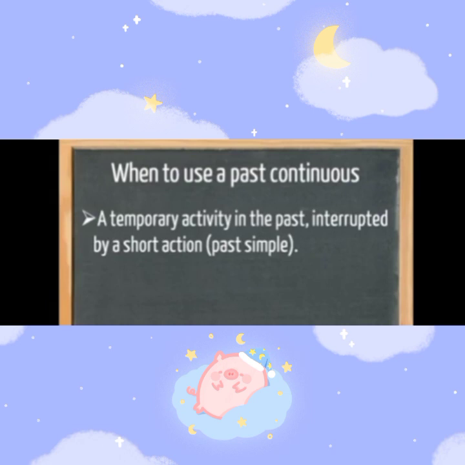We also use the past continuous for a temporary activity in the past, interrupted by a short action. This short action is usually expressed by the past simple. I was watching television when he called. It was raining when the car broke down. They were swimming when they saw a crocodile.